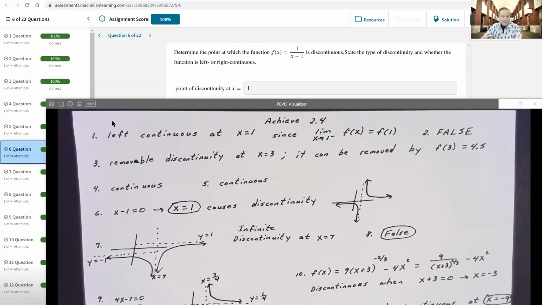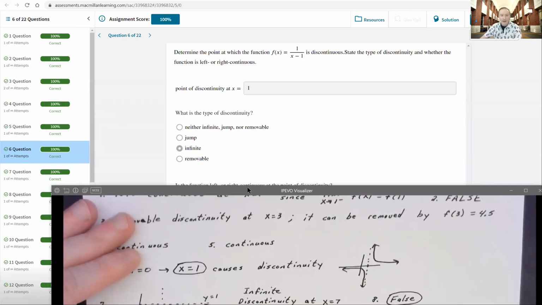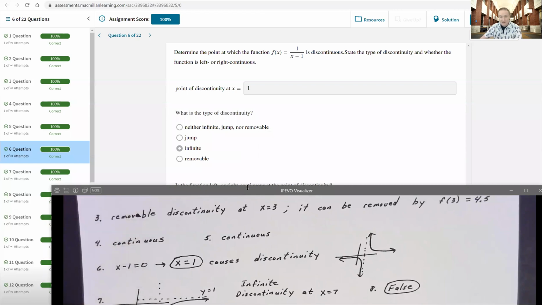For number 6 here, it's asking me to determine the point at which 1 over x minus 1 is discontinuous. And so you'd say, well, it's discontinuous whenever there's a gap or a hole.